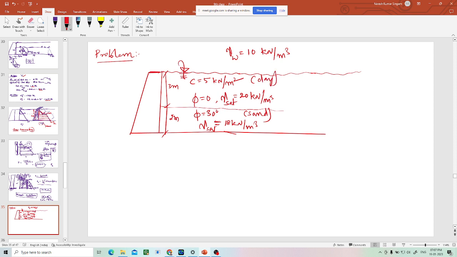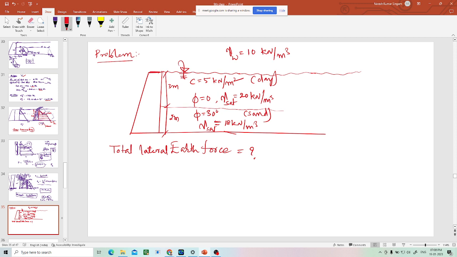Now you should find out what is the aim of this. Aim of this is total lateral earth force. Force means area of the earth pressure diagram. That's it. Total area. Okay. This is the question. Now you have to find out.